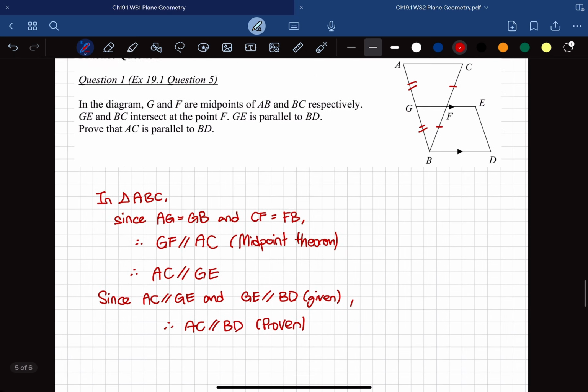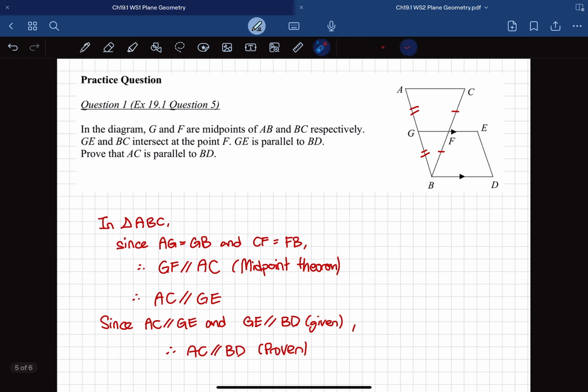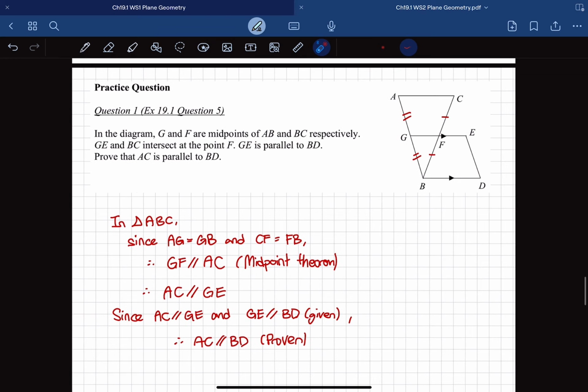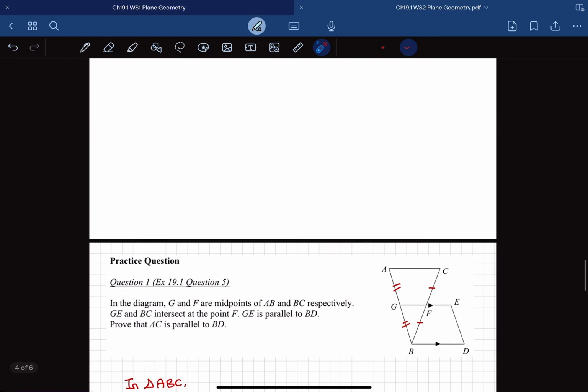So this is a very simple application of how to use the midpoint theorem. You must always state and show that there are midpoints first, then apply the midpoint theorem to use either the parallel property or the length property. Then make sure you state the reason here so the marker knows that you're using the midpoint theorem. So that's all for this worksheet.